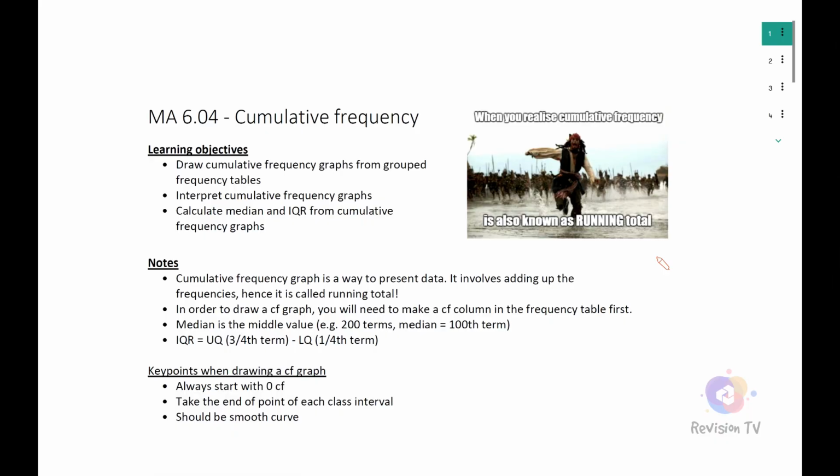Because cumulative frequency is also known as the running total. We're going to learn how to draw CF graphs from grouped frequency tables. We're going to learn how to interpret CF graphs and calculate the median and the IQR, meaning interquartile range, from cumulative frequency graphs. Now, notes: a cumulative frequency graph is a way to present data. It involves adding up the frequencies, hence it's called a running total.